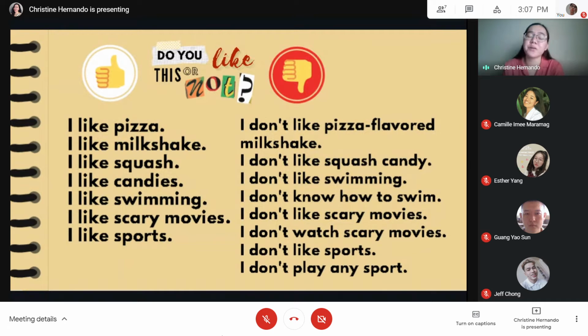So all in all, here are the responses of your classmates. On the left part, we have the statements that express a positive attitude toward the things I've shown on the screen, like the pizza, milkshake, the squash candies, and so on. While on the right side, we have the statements that express dislike about something. As I remember, Esther told us earlier that she doesn't like a pizza flavored milkshake.